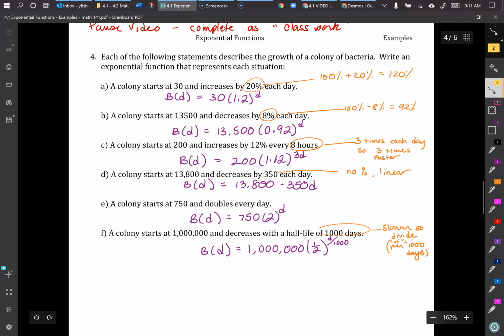A colony starts at 750 and doubles every time, so that's 200%. So that's just kind of straightforward. This one, the colony starts at 1 million and decreases with a half-life. So your base is going to be a half of 1,000 days. So it's per 1,000 days is what that "of 1,000 days" means. So we're going to divide there because we're slowing it down.